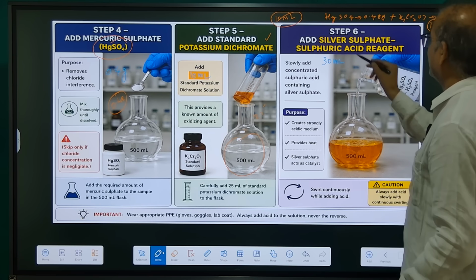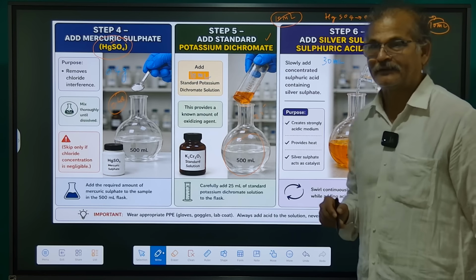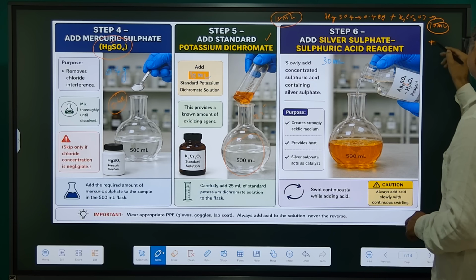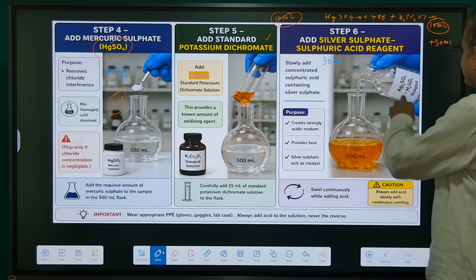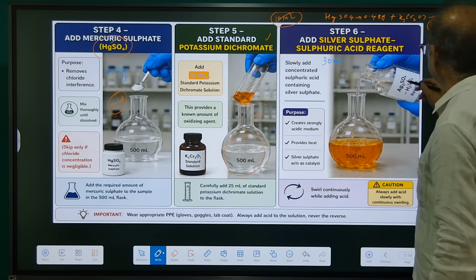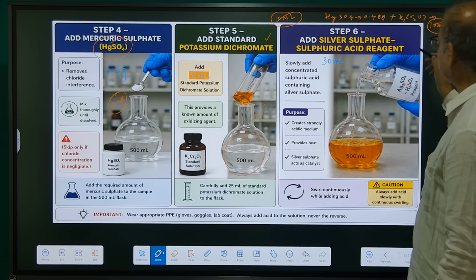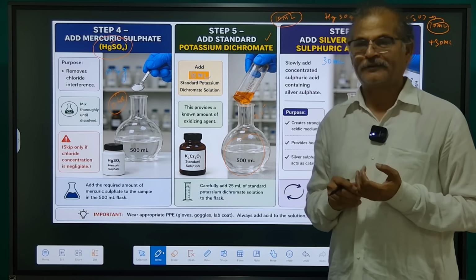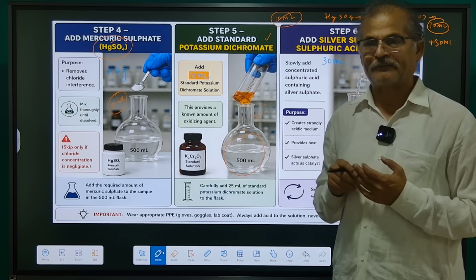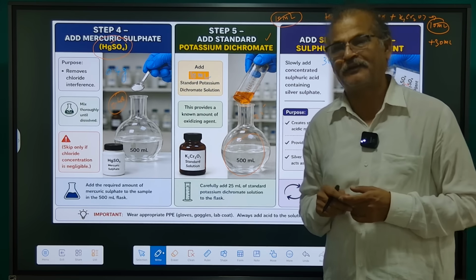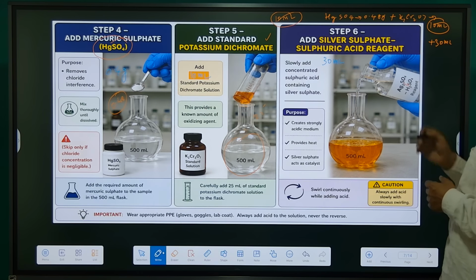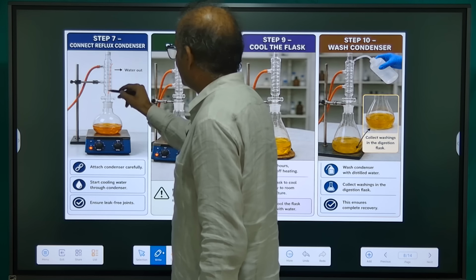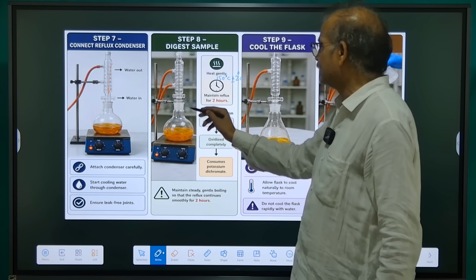Then we add 30 ml of silver sulfate and sulfuric acid reagent. It is already prepared and kept in the laboratory, the Ag2SO4 plus H2SO4 solution. So our sample is ready for the test. We added mercuric sulfate 0.48 gram, 10 ml of K2Cr2O7 and 30 ml of silver sulfate and sulfuric acid reagent. Then we attach the condenser to it and start heating for 2 hours.